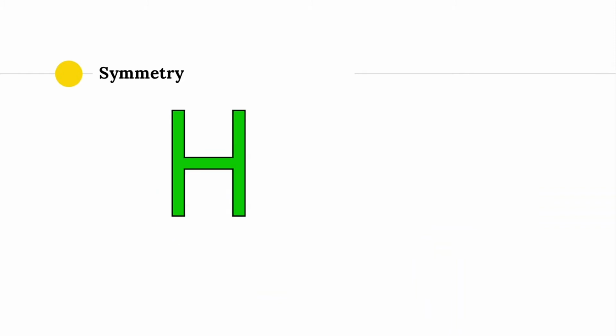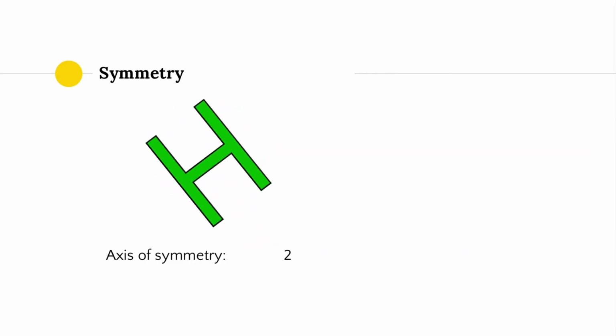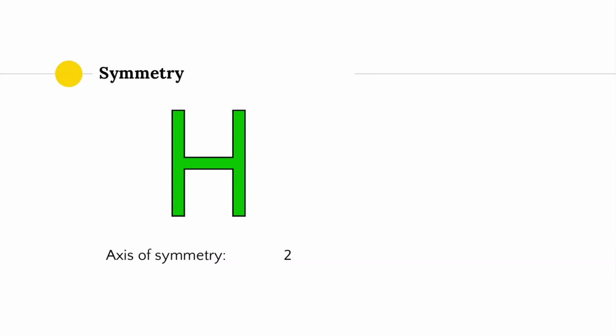All right, so let's go through some more examples. So we've got an H-looking shape there. Axis of symmetry 2, because we can draw the line here, and it'll fold over. Another line here, if it was a bit straighter and in the middle, it would fold over, top to bottom. Now, rotational symmetry 2, because it can go upside down, then back up again. When we say rotational symmetry, we also say order of symmetry. So it has 2 orders of symmetry.